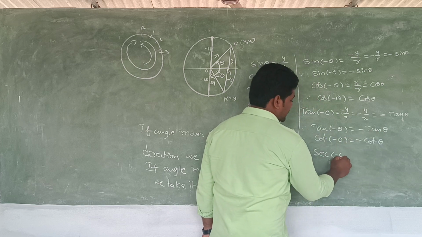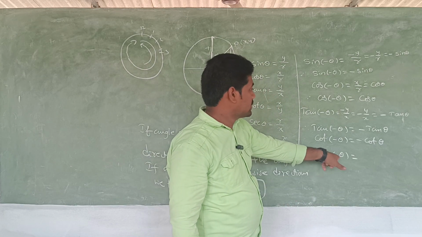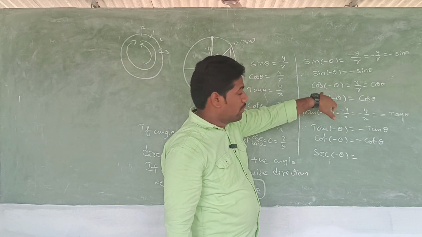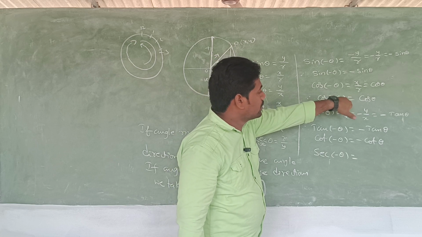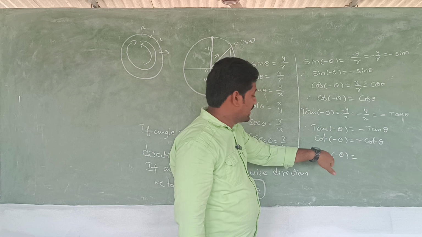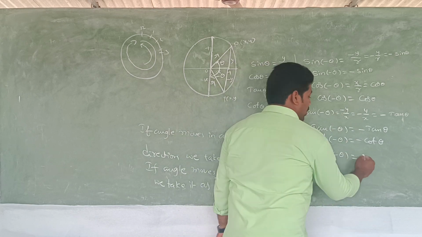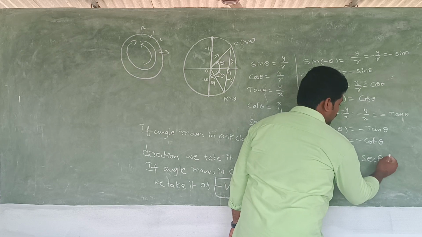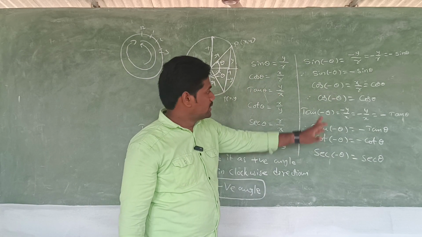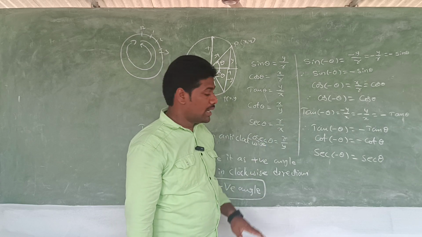Similarly, secant of minus theta is equal to secant theta, because secant theta is the reciprocal of cos theta. Whenever cos theta is negative, the output is positive. Similarly, when the secant theta angle is negative, the output is positive, because in this fourth quadrant cos theta and secant theta are positive. We discussed this in the last class.